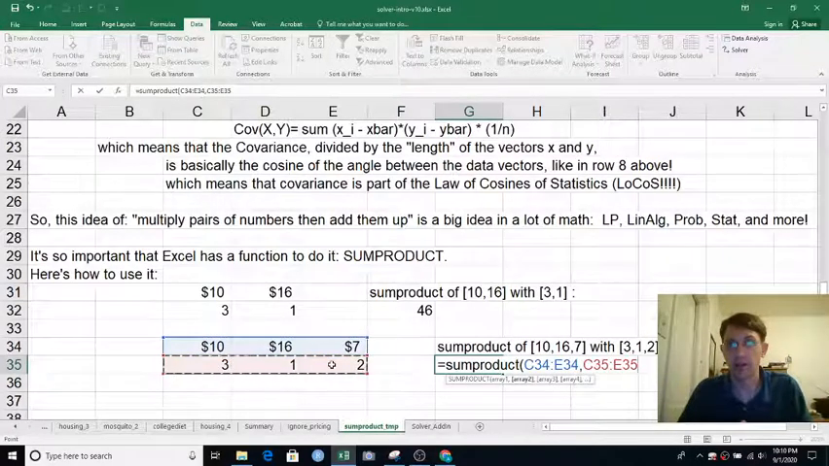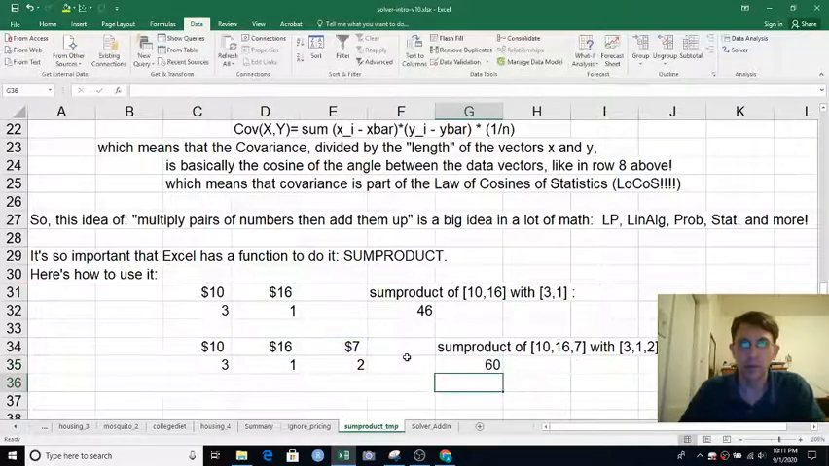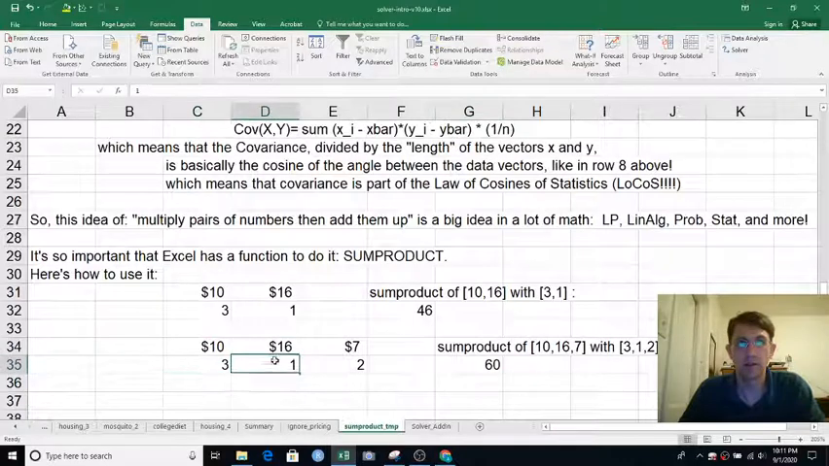Notice that, let's say I had like 100 components in the first vector and 100 components in the second vector. I can take their sum product by just highlighting one range, pressing the comma key, and highlighting the other range. So that's just highlighting two ranges. If SUMPRODUCT was engineered so I had to highlight each pair, I would have to highlight 100 pairs, and that wouldn't save me very much time at all. So the sum product of 60 makes a lot more sense. 10 times 3 is 30, plus 16 plus 14 gives you 60.